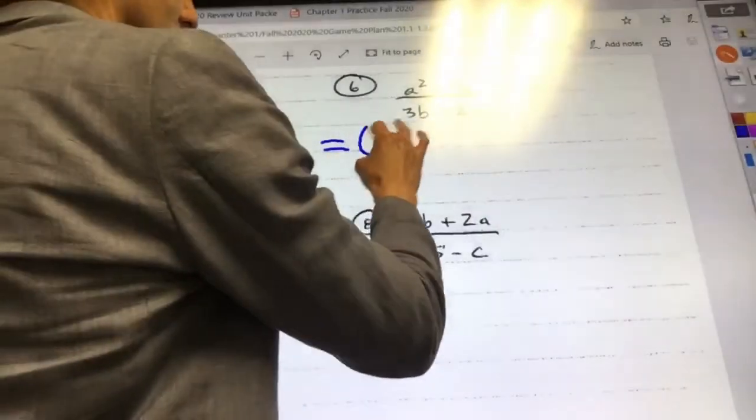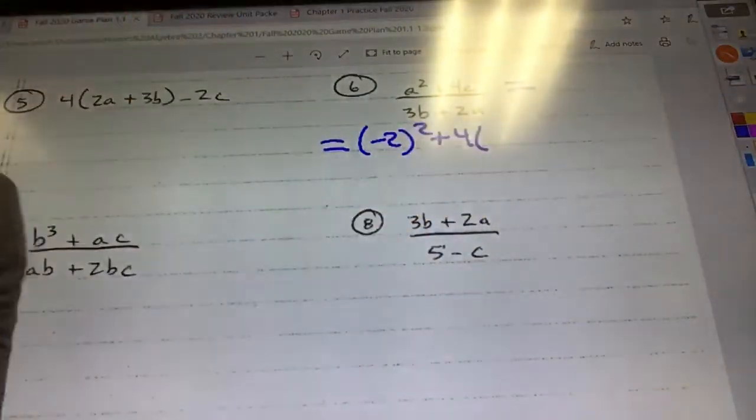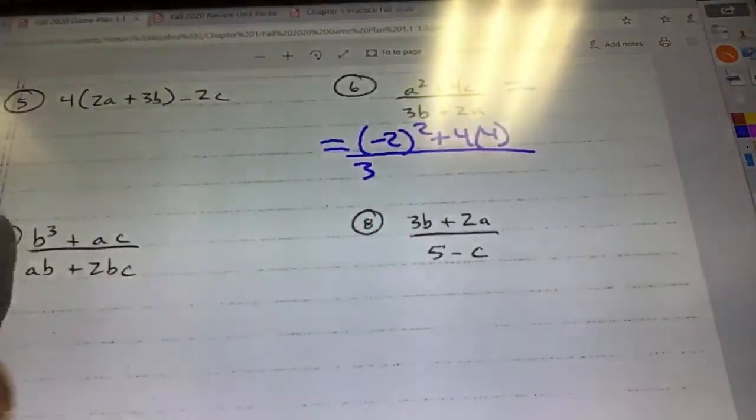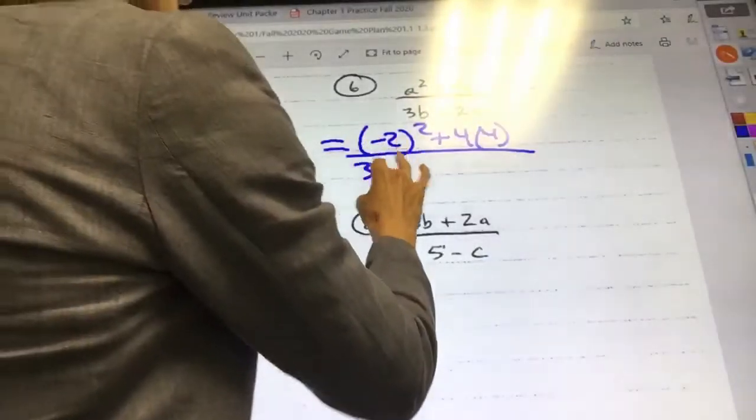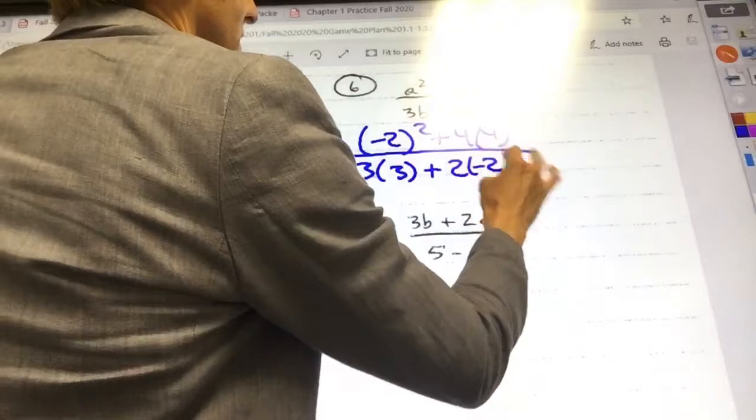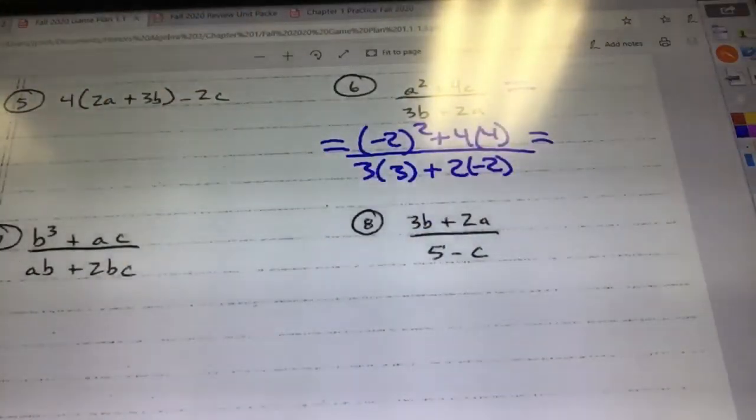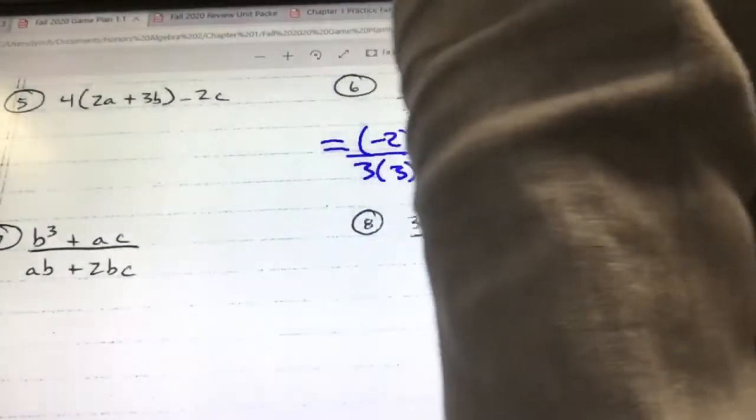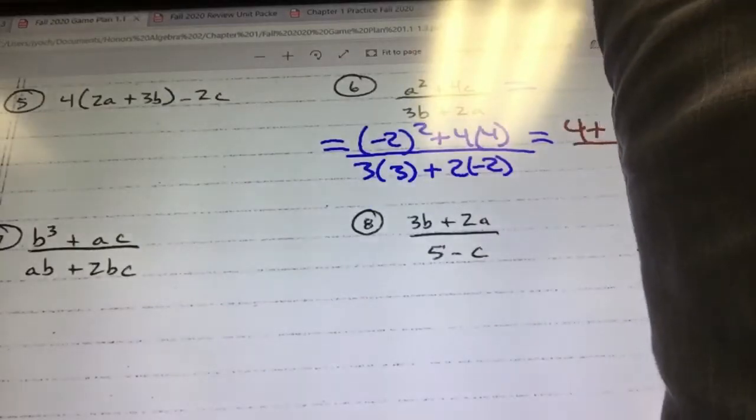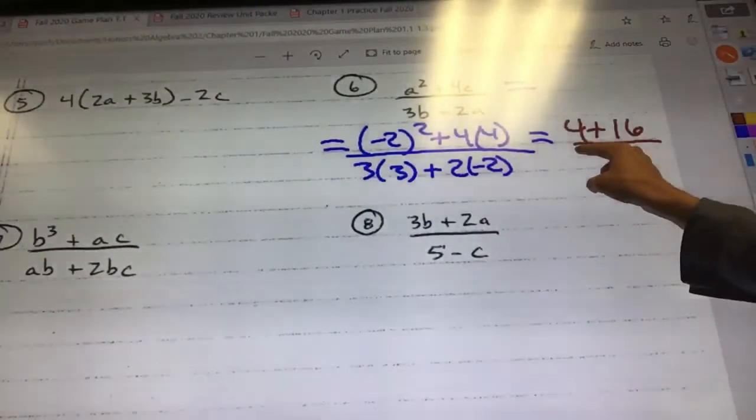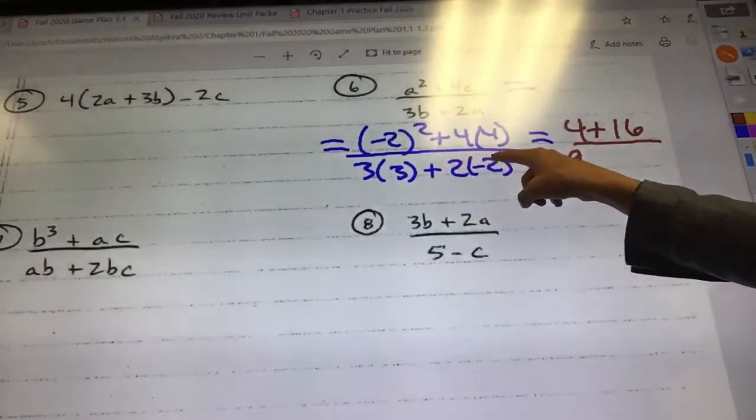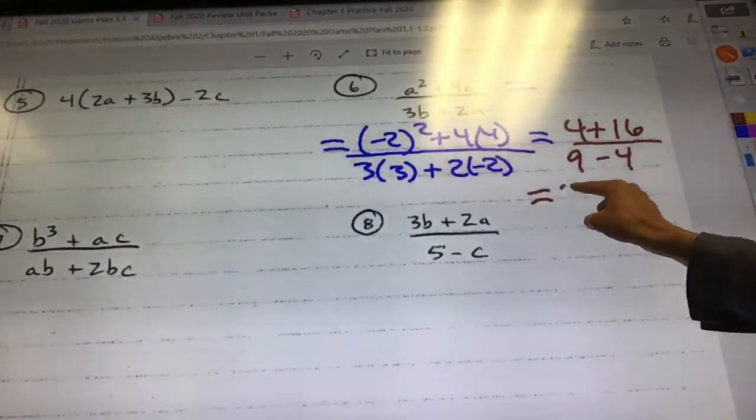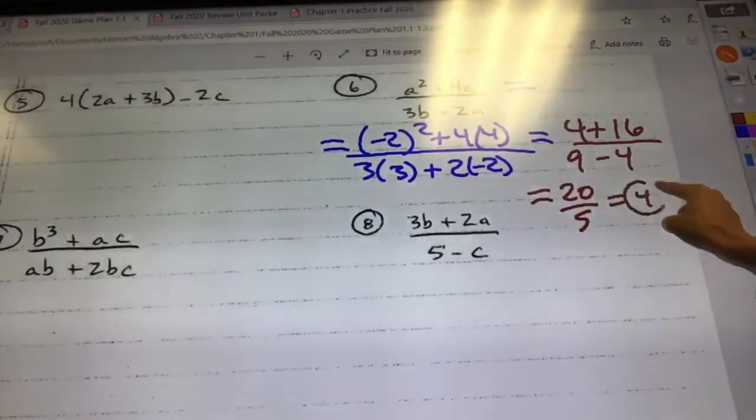So negative 2 squared plus 4 times C, which is 4, all over 3b, 2a. All right, take care of the top first. Negative 2 squared is 4. 4 times 4 is 16. Down below, we have 3 times 3, which is 9. A positive 2 times a negative 2 is a minus 4. 20 over 5 is 4.